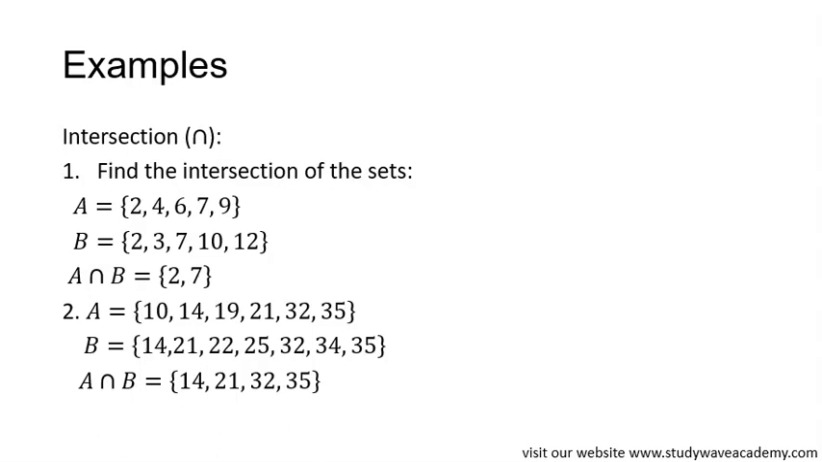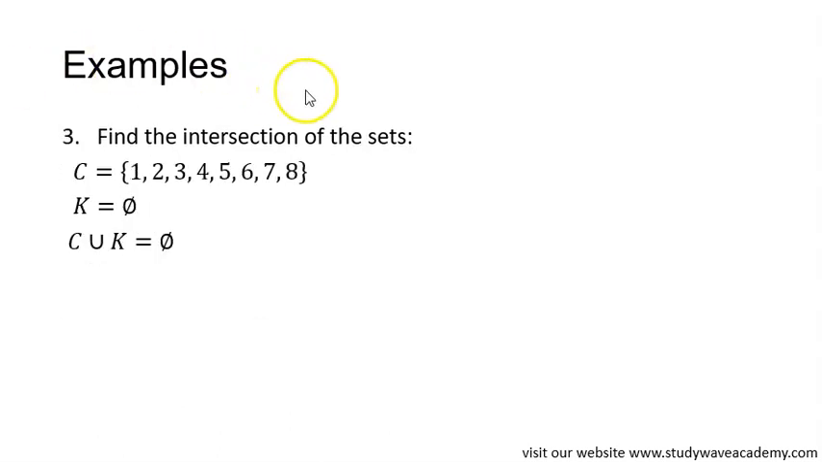Okay, that is good. So let's look at another example. Here we have to find the intersection of the sets. We have set C and set K. Set C contains 1, 2, 3, 4, 5, 6, 7, 8, and set K is an empty set. Remember the symbol, right? This represents empty, right? So this is an empty set. So what is the intersection between these two sets?